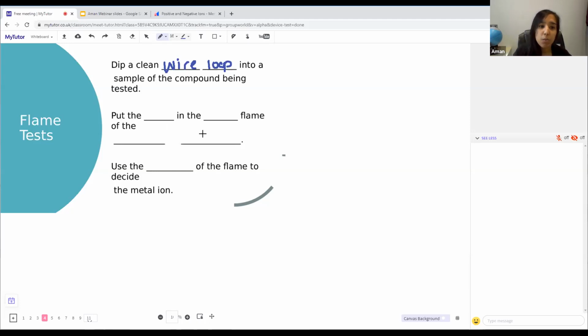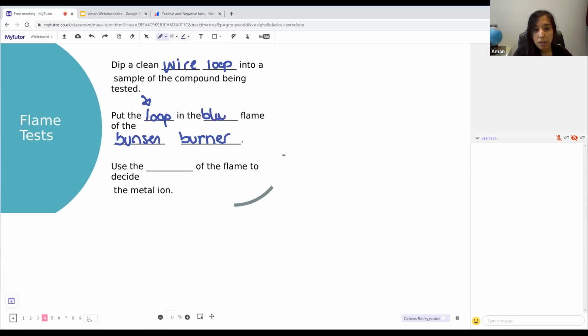So I'll give you a clue. This one here is exactly the same as what we've just written up here. So we put the loop, so I'll just put loop here for you, in the blank flame of the blank. So what tends to have a flame? When we're doing our experiments, what tends to have a flame? Good, so we put it into the Bunsen burner. Okay, so Bunsen burner. Does anyone remember then what flame of the Bunsen burner we do a flame test in? Yep, a roaring flame, but the word that I'm looking for is blue. Yep, so it's a blue flame.